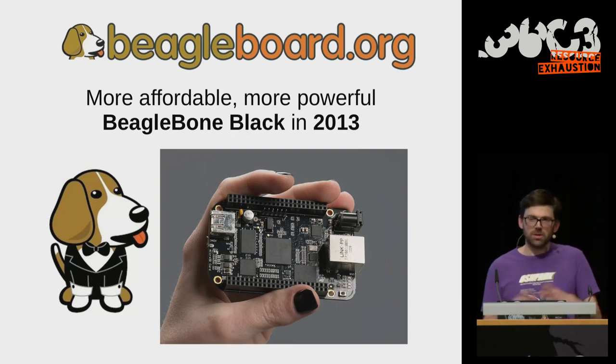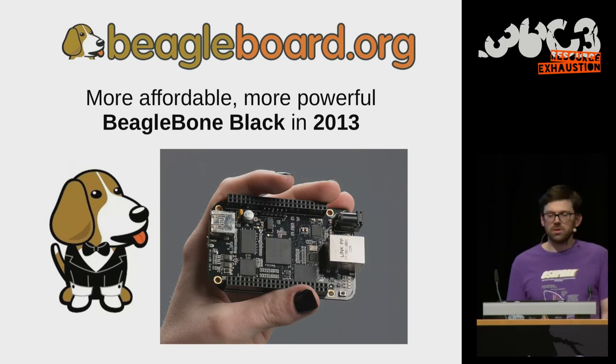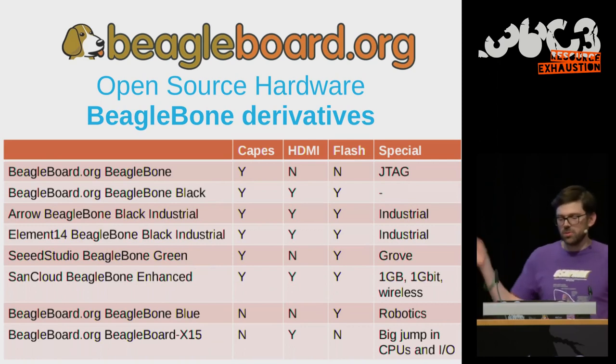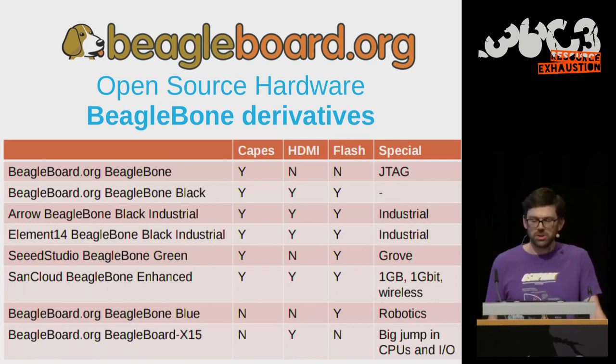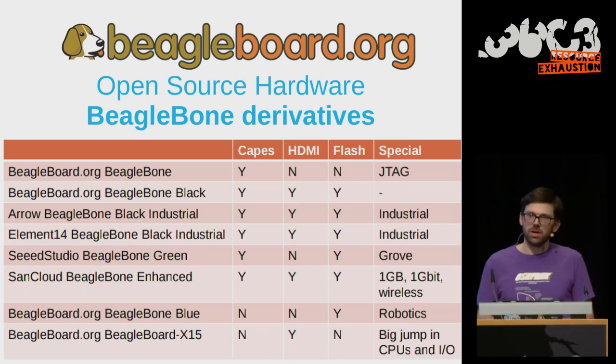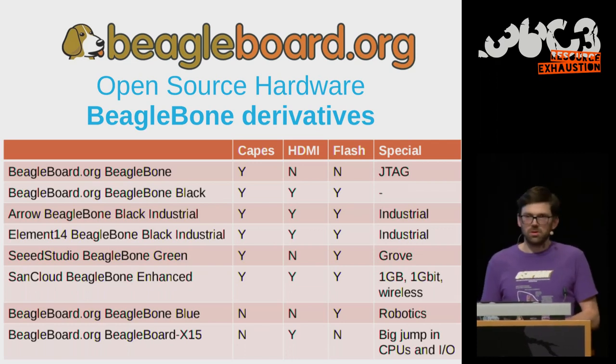If you've used the BeagleBone, you're probably most familiar with the BeagleBone Black, which was, I would say, still our most popular board. The theme here is that because it's open source hardware, there's a whole bunch of different BeagleBones made by different manufacturers with different features and different price points. Like Seeed Studio decided probably most people don't care about HDMI, so they took the HDMI off to save some cost. Arrow wanted to make one that worked with industrial temp, so it's a little bit more expensive, but it has industrial temp components on it.